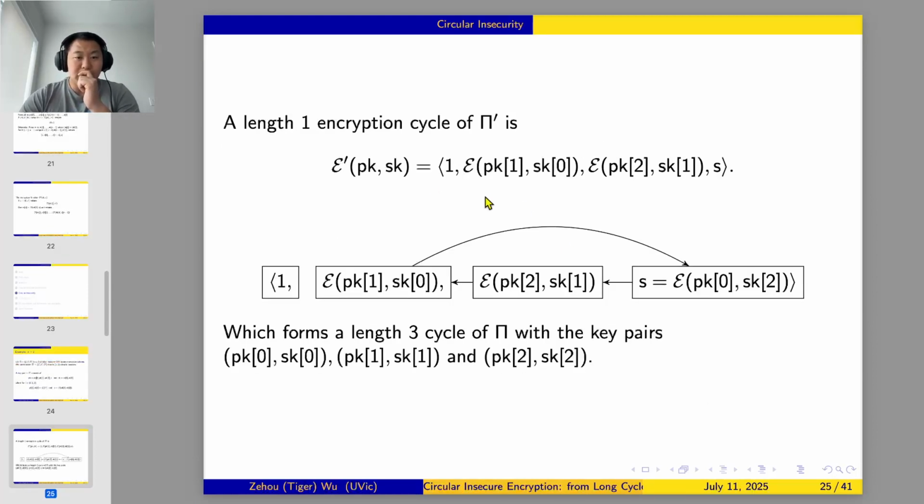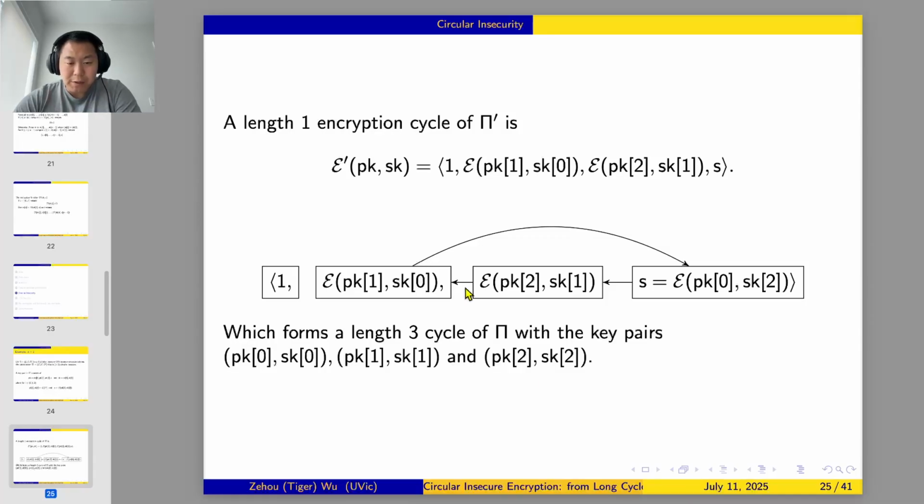So now we look at a length 1 encryption cycle of pi prime. We have Enc prime with parameters pk and sk. We can expand this out, and this will give us a tuple where it's 1, followed by the encryption of sk0 under pk1, sk1 under pk2, followed by s. Now we can expand s, which gives us sk2 encrypted under pk0. And we can observe that this is a length 3 cycle of the base scheme pi, with the keys being pk0, sk0, pk1, sk1, and pk2, sk2.